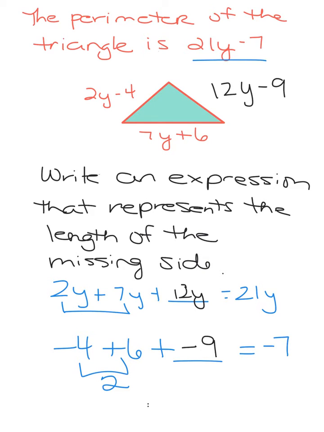Now again, it's easy to check this. If I just add up my y's, I have 2y plus 12y plus 7y. That gives me 21y. I have negative 4 plus 6, which is 2, minus 9, which is negative 7, and that's what I want my perimeter to be.